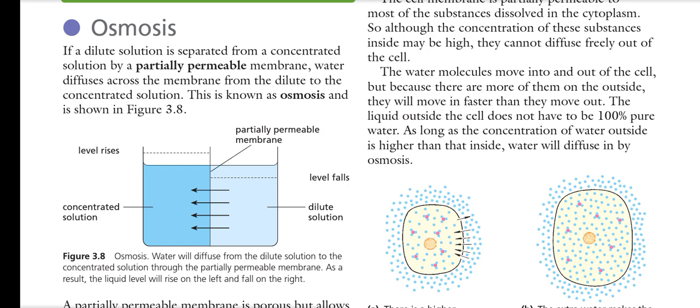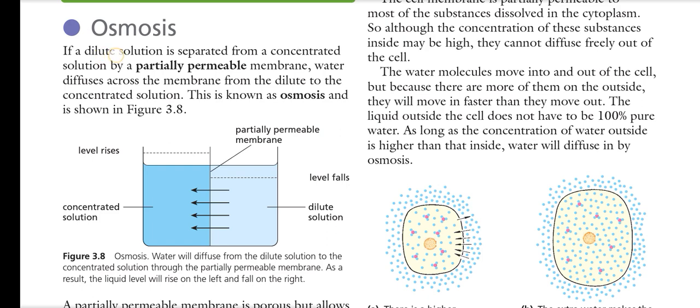So let's start. What is osmosis? Actually it is the movement of water molecules from the area of high concentration of water molecules to the area of low concentration of water molecules. So this is the actual difference between osmosis and diffusion, so don't confuse it.